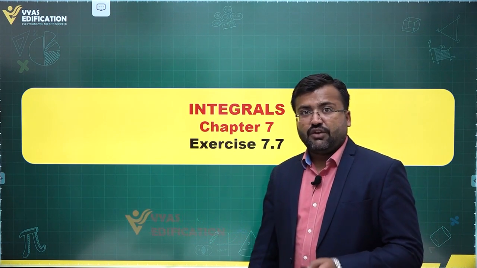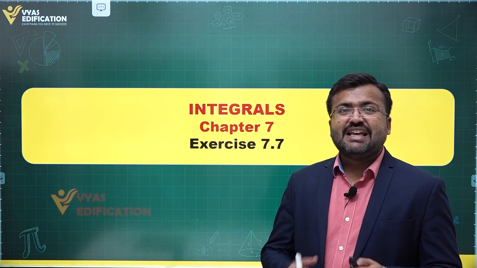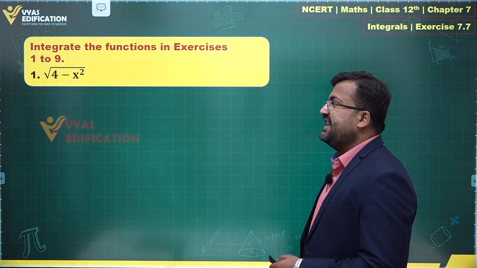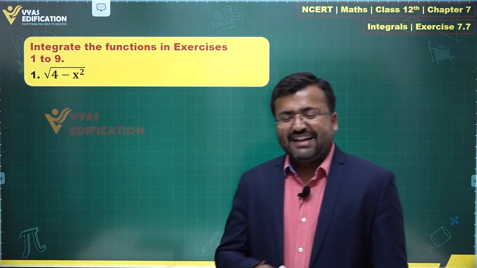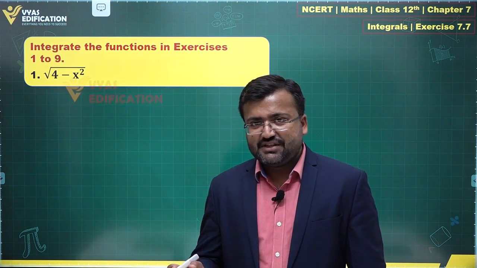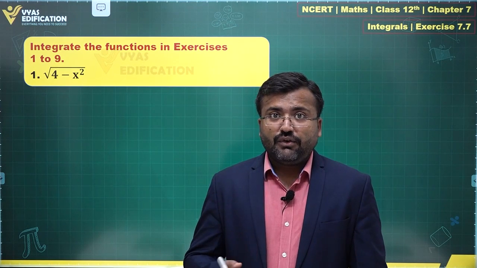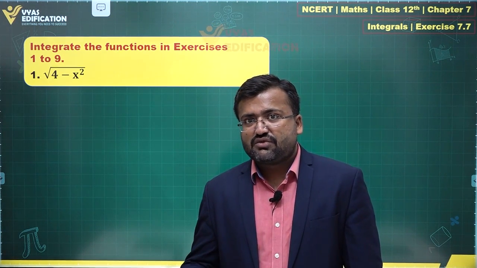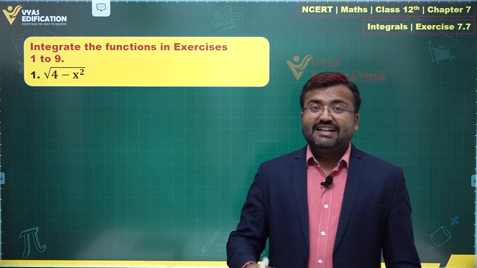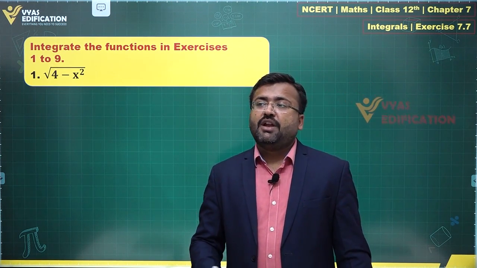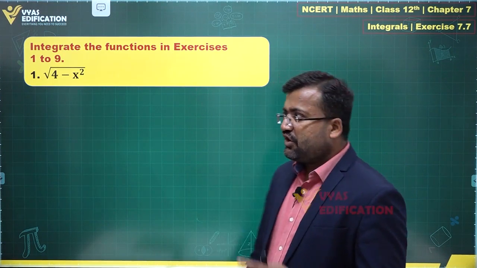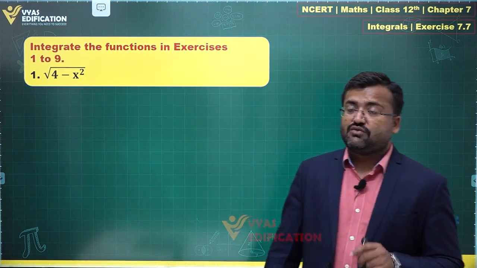Now, first of all, a few points related to this exercise. There are only 3 formulae which have been used in this exercise. What are the 3 formulae? Integral of under root x square minus a square dx, integral of under root x square plus a square dx, and integral of under root a square minus x square dx. Those are the integrals which you should be aware of. Questions based on those 3 formulae have been asked in this exercise. So along with the questions, we'll be seeing the formulae as well.